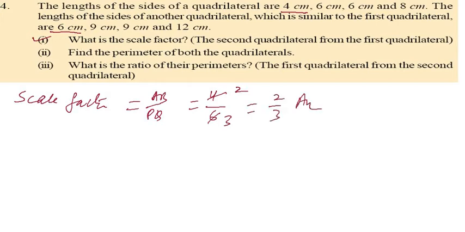Now first, what is the scale factor of the second quadrilateral from the first? Now find the perimeter of both quadrilaterals. Perimeter of both quadrilaterals. Second, it is the first answer.